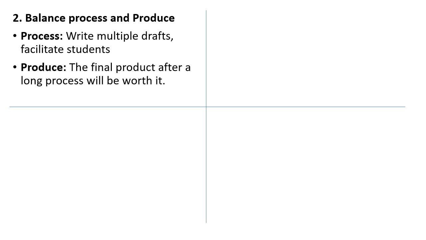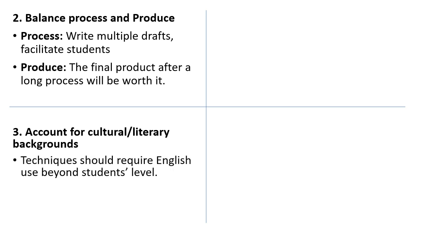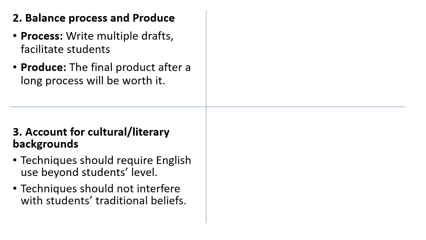Another principle for designing writing techniques is to think about cultural and literal backgrounds. This means that your techniques should not require English that is beyond your students' level and should not interfere with their traditional beliefs either. So again, whatever the topic for your writing technique is, make sure that it does not involve any cultural or literal backgrounds of students that can be deemed offensive.